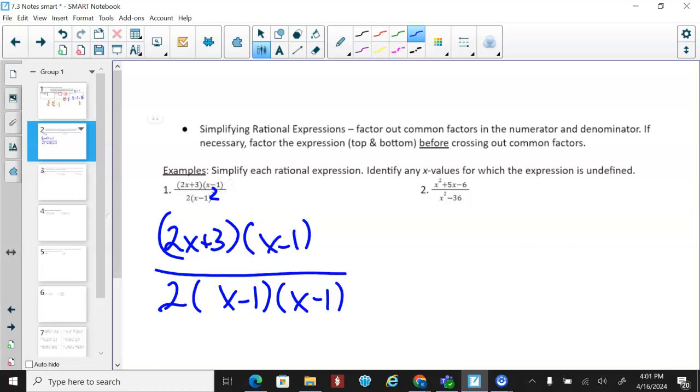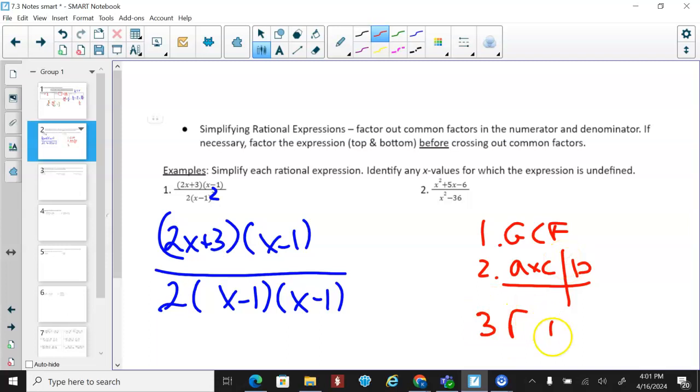So now I'm going to look at this example and I'm going to say, okay, is there anything that I can simplify further? Meaning, do I have a greatest common factor anywhere? Can I do a times c equals b as in a quadratic equation? No. Do I have a square root method here? No. So I can simply say that all of these factors are in the simplest form.